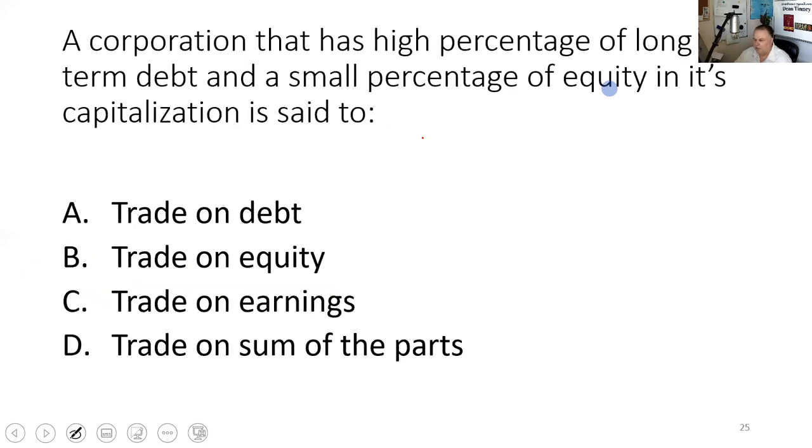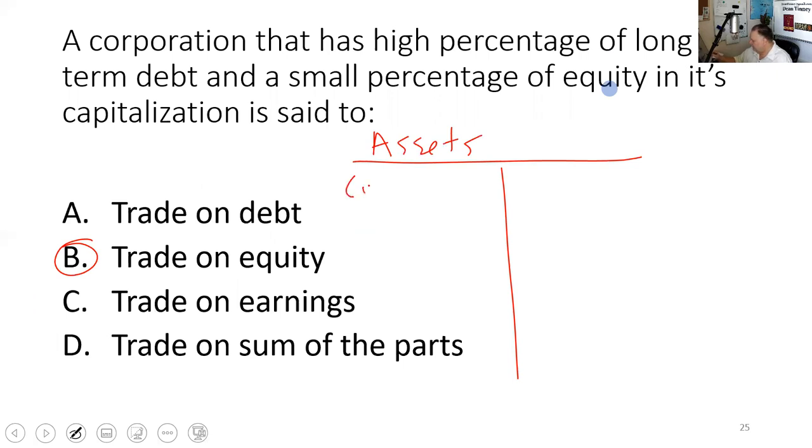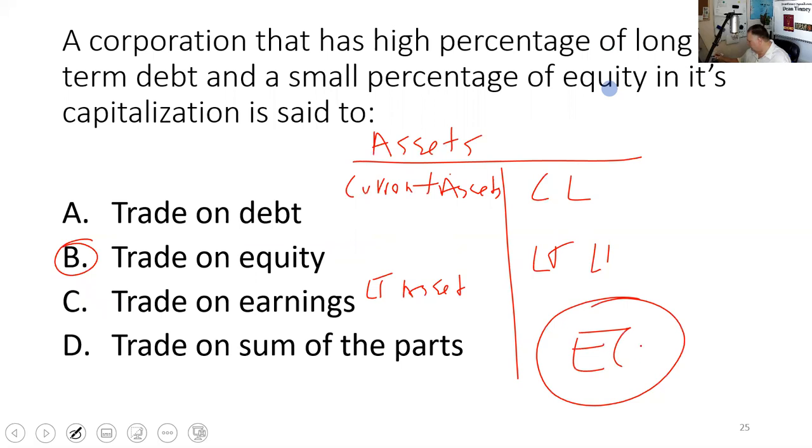This is kind of counterintuitive. A corporation that has a high percentage of long-term debt and a small percentage of equity is said to trade on equity. So, here's our balance sheet. Here's assets on this side. We have our current assets. We have our long-term assets. And over here, we have our current liabilities, our long-term liabilities, and then we have this equity. And if this equity is just a little slice of this, right?